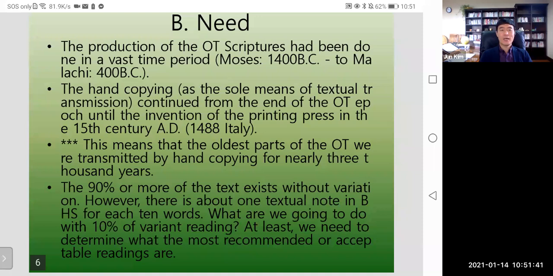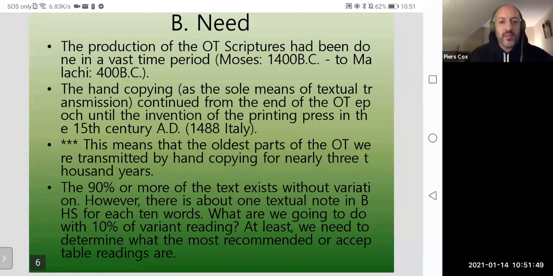Brother Pierce, can you read, please? The production of the Old Testament scriptures had been done in a vast time period, Moses 1400 BC to Malachi 400 BC. The hand copying, as the sole means of textual transmission, continued from the end of the Old Testament epoch until the invention of the printing press in the 15th century AD, 1488 in Italy. This means that the oldest parts of the Old Testament were transmitted by hand copying for nearly 3,000 years.